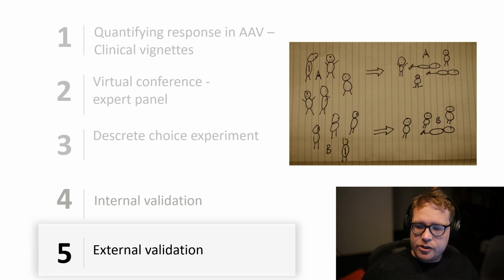External validation is the 5th and final step, and will involve using trial data to see how the criteria differentiate between arms in an RCT. And the figure shows two groups, A and B, that are followed over time in a setting of a clinical trial.